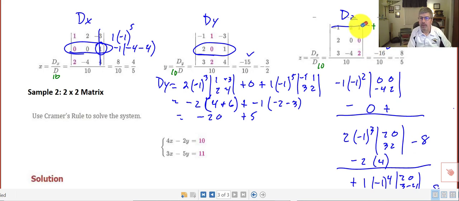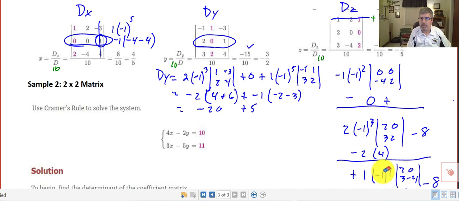And then finally doing the third column, my coefficient is 1. That sign is going to be positive. Negative 1 to the 4th power will be positive. It's going to be 1 times whatever my determinant is, which is the matrix 2, 0, 3, negative 4. Negative 8 minus 0 is negative 8. Times 1 is negative 8. Adding up 0, negative 8, and negative 8, I get negative 16. So negative 16 tenths is negative 8 fifths. So my z value is negative 8 fifths.